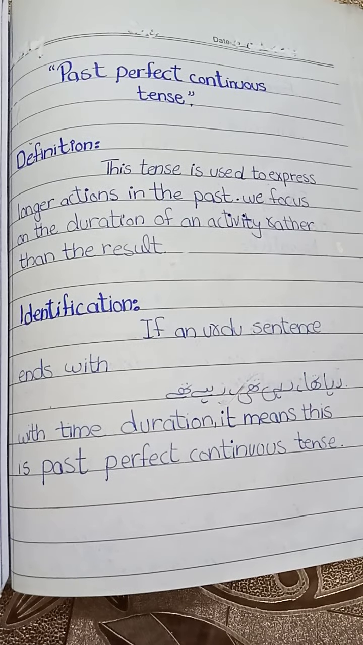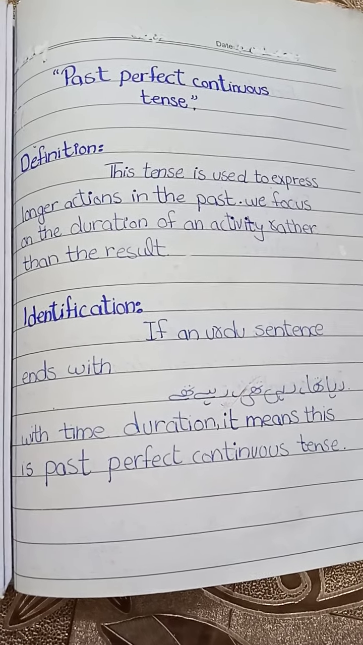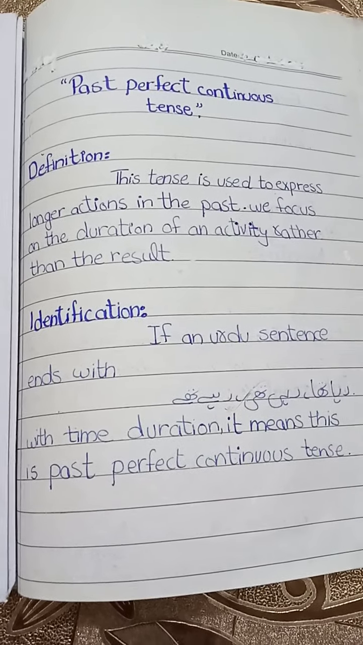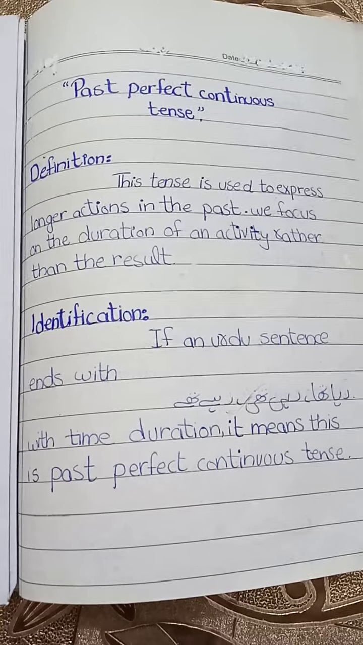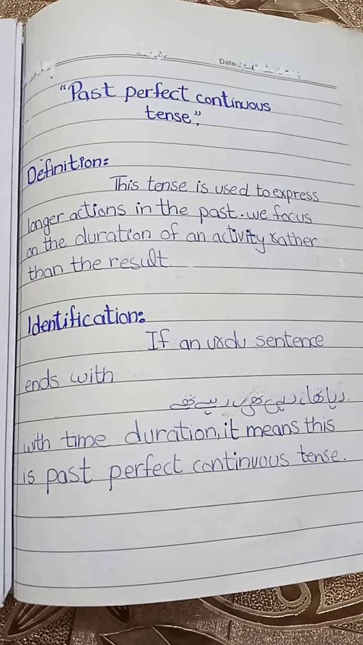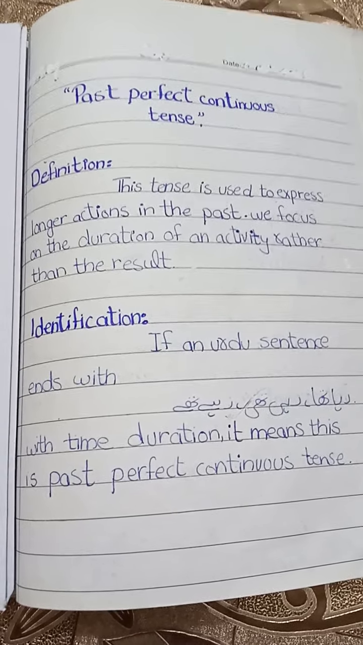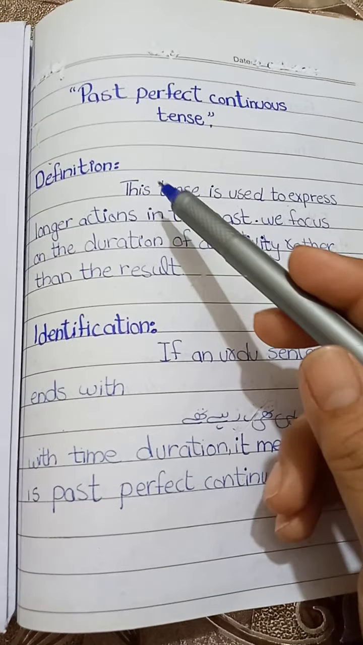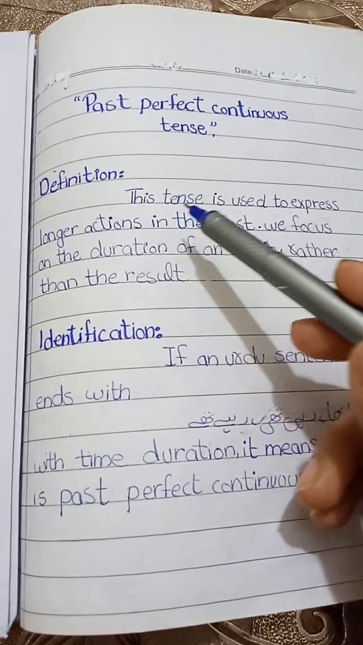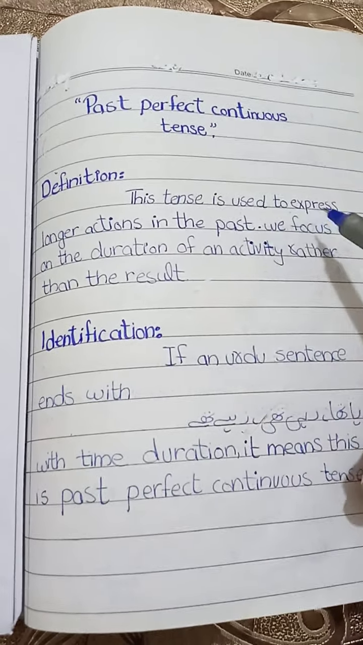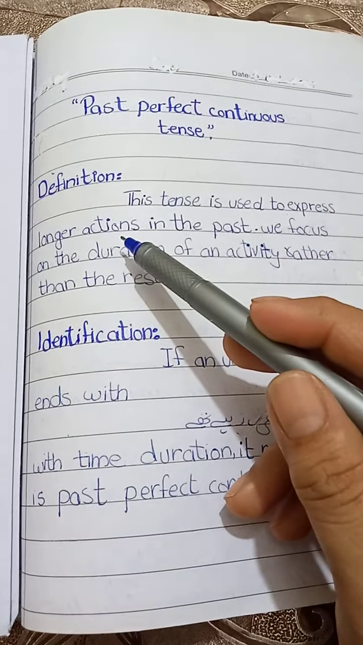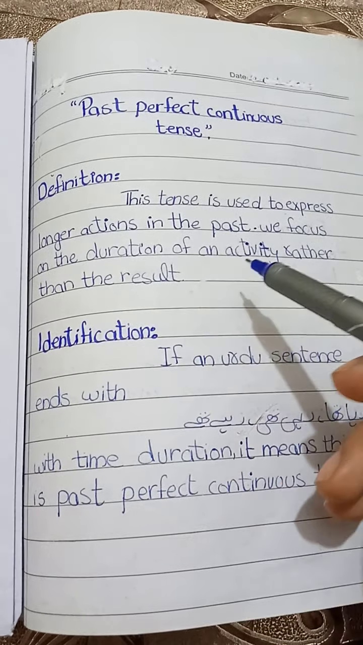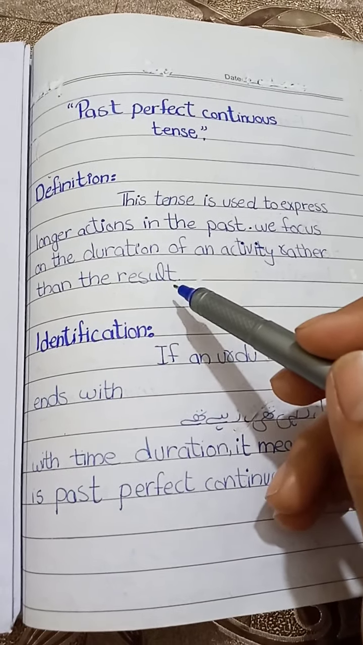Today we are going to complete past perfect continuous tense, and you will learn the definition, identification and rules to translate the sentences of perfect continuous tense. First of all, we will define what the definition of the tense is. This tense is used to express longer actions in the past. We focus on the duration of an activity rather than the result.